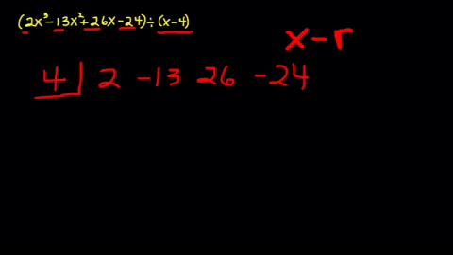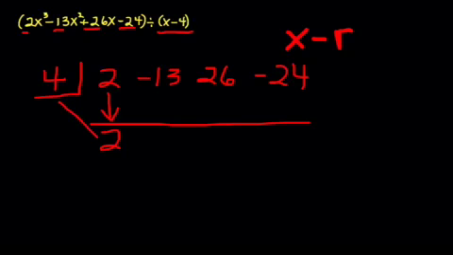And I'm going to leave a little space right here, and I'm going to draw a line. And I'm going to just bring down that first coefficient 2. And now I'm going to multiply the 4 by the 2, and I'm going to put the result right here. In this case, the result is 8. And I'm going to combine the negative 13 and the 8, which gives me negative 5, and write it right here. And then I'm going to do that all again.